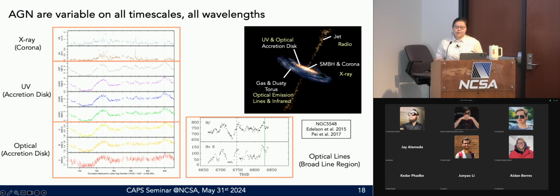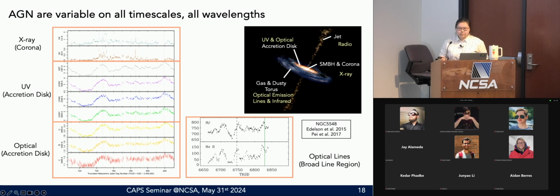Luckily for us, there is a very interesting characteristic of AGN, which is that they are variable on a lot of timescales and on many wavelengths. So this is an example from the AGN NGC 5548. There is X-ray monitoring and UV monitoring from Swift, and then UV and optical monitoring from HST. And as you can see, these light curves vary a lot within a short timescale of maybe 100 days. So the x-axis here is time in days, and the y-axis here is magnitude or flux.